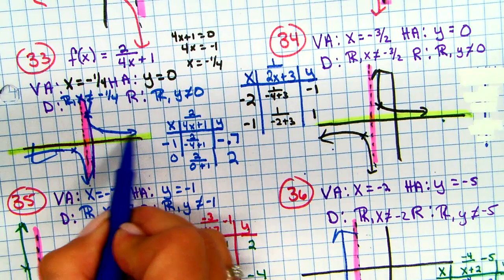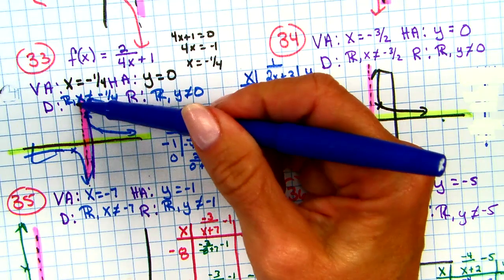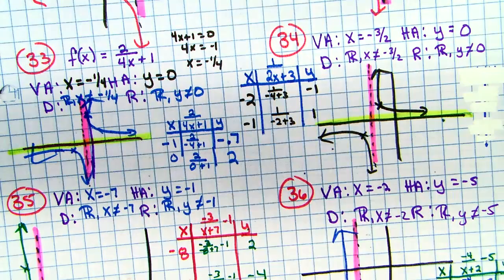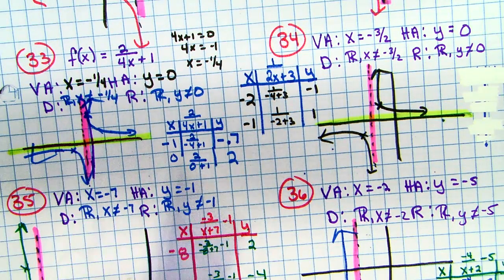So my marker's pretty thick, my highlighter. It kind of looks like I'm touching it, but remember, the asymptote is really where that dotted line is. It's over to the left. My point is on 0. The asymptote is at negative 1/4. I just squeezed it in there.